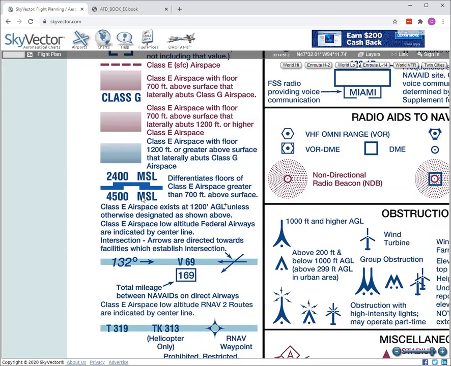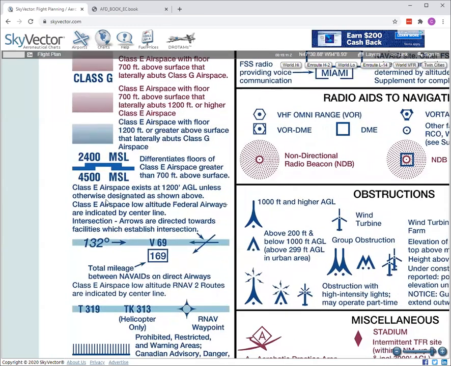And I don't know if I've mentioned this. If you see MSL, that means that it starts at mean sea level. The other type of altitude is going to be above ground level. And so those will be two different types of altitudes that you'll see on charts. Mean sea level being adjusted for pressure, ground obviously just being the height above the ground.